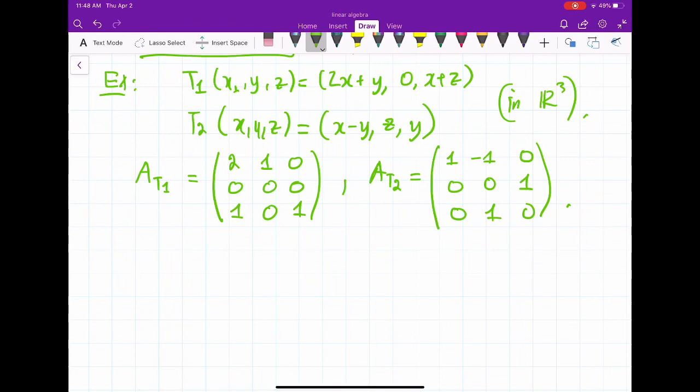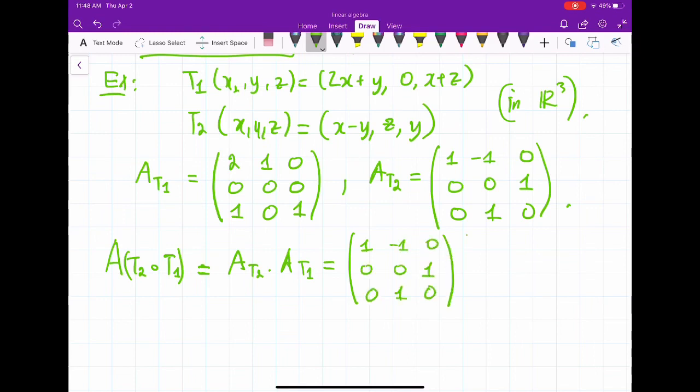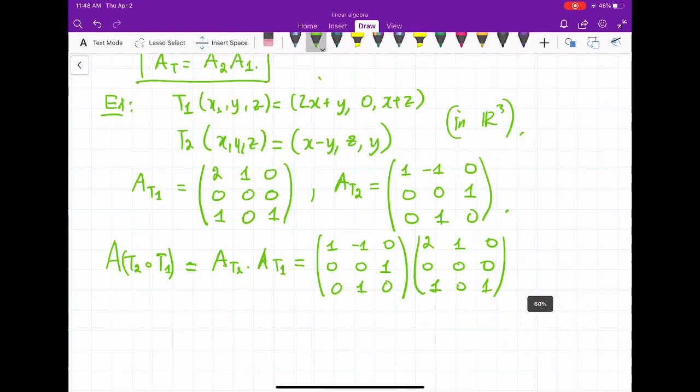T1 and T2. I have T2 composed with T1 equal to, I can write A of this, make sense? Just equal to A of T2 times A of T1. Okay, so we just need to find the product of [1, -1, 0; 0, 0, 1; 0, 1, 0] times [2, 1, 0; 0, 0, 0; 1, 0, 1]. And let's multiply them.